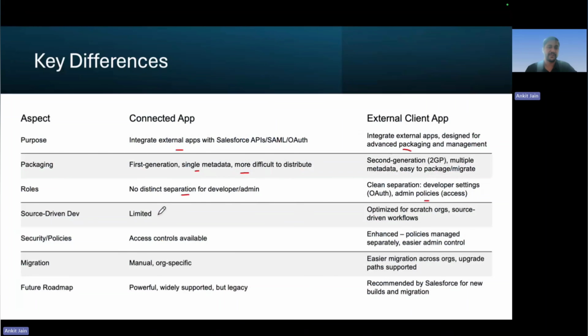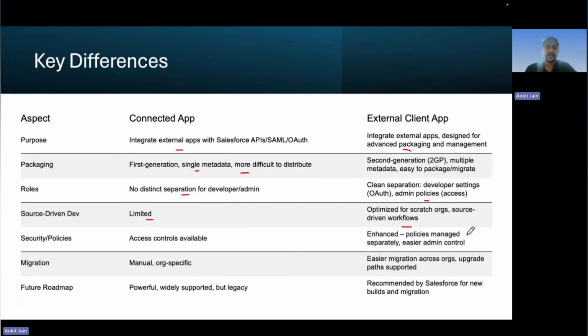It is source driven. It was quite limited in the connected app, but you can use the external client app for scratch orgs as well as in your source driven workflows. There are a few other differences related to security. More access controls were available there, but here, in addition to the access control, you can also have policy based management control, which was lacking in the connected app.